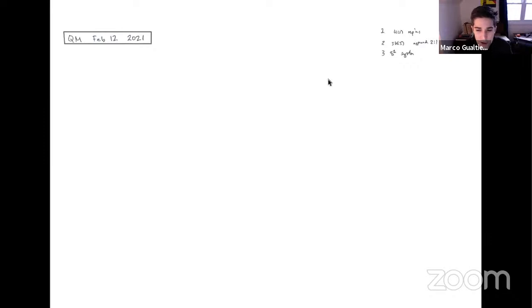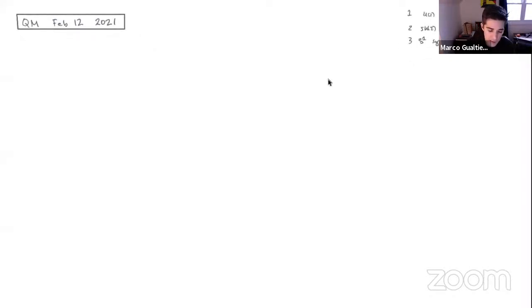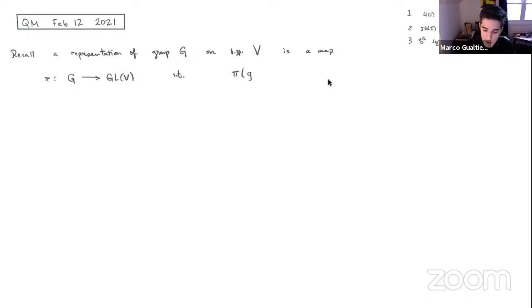So recall, a representation of the group G on a vector space V is a map pi into the general linear group of V, such that pi(g1 g2), the product of group elements, acts by the product of matrices.